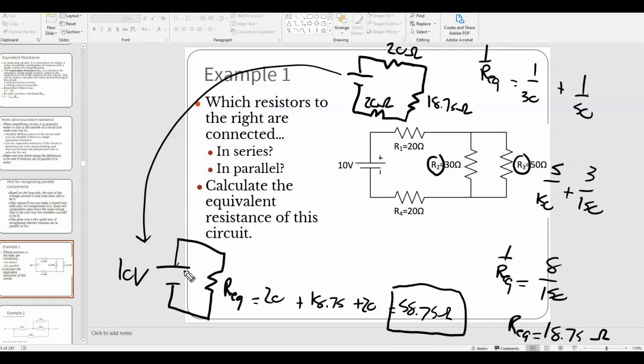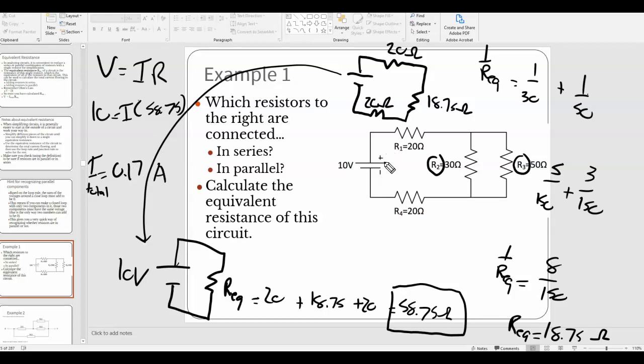I've simplified it down, and this circuit is mathematically equivalent to this more complicated one, which means now if I want to, I can use V equals IR. I can do 10 equals I times 58.75. And this I is going to be I total, how much current is coming out of the cell. So 10 divided by 58.75 is 0.17 amps.